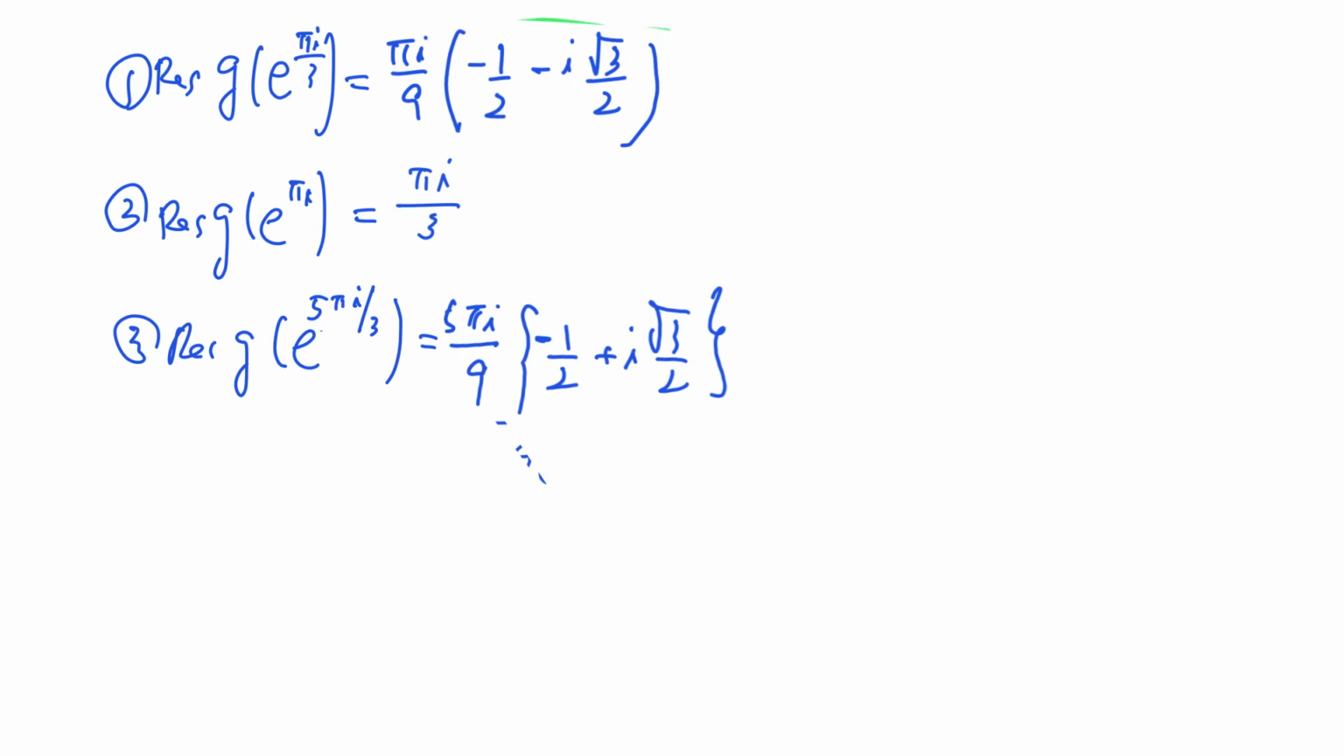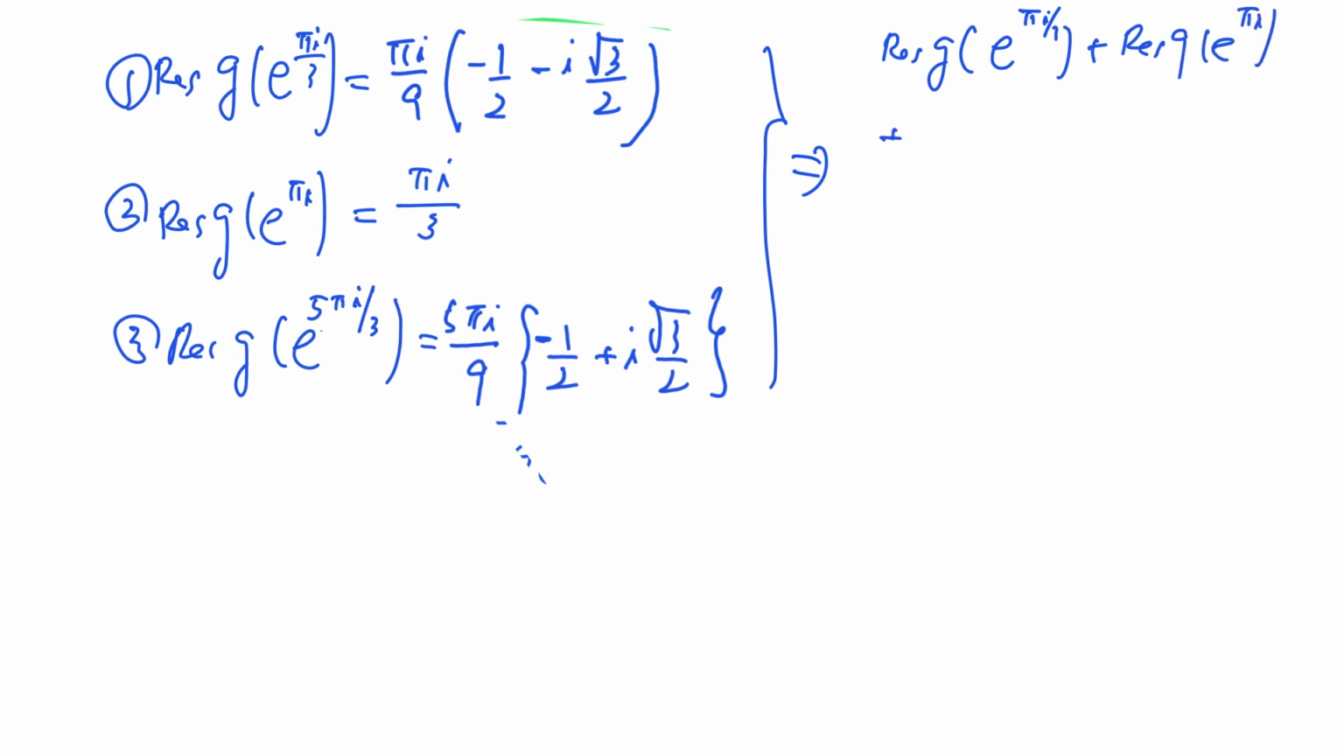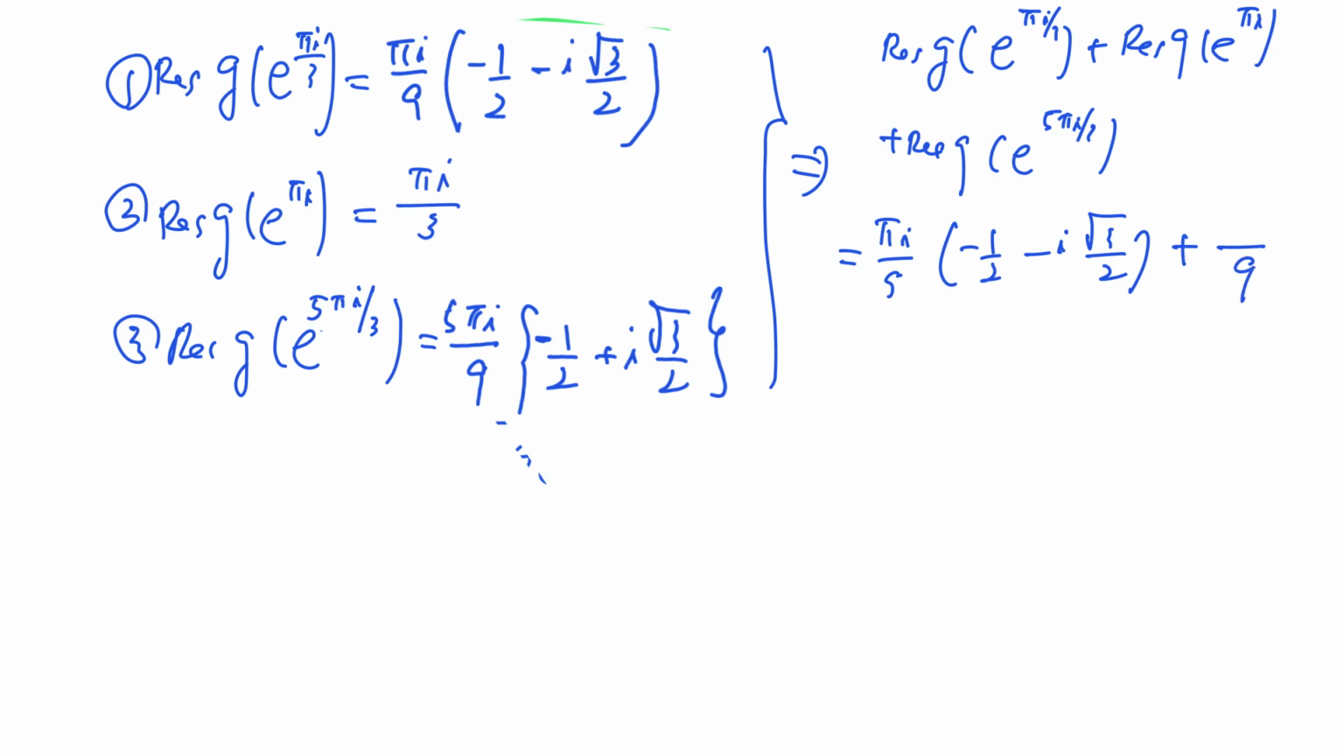So if we add them together, what do we get? Residue G exponential pi I over 3 plus residue G exponential 5 pi I over 3 is 9 over pi I minus 1/2 minus I, which is equal to 2 plus 3, same as 3 pi I, right? Plus 9 over 5 pi I minus 1/2 plus I equal to 3.